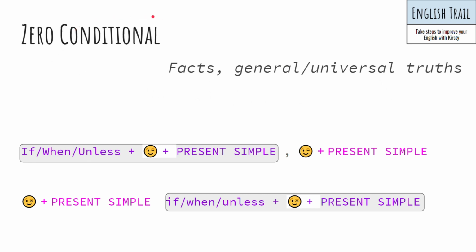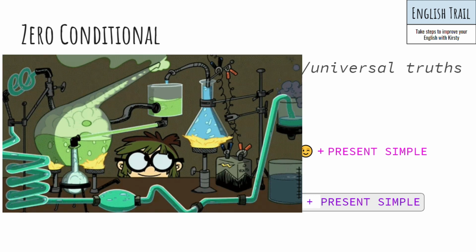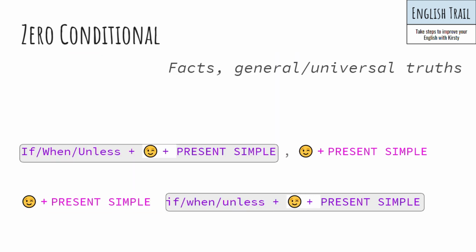So we use the zero conditional to talk about facts, things that are generally true, what we can call universal truths, maybe scientific processes, things that occur when something else occurs in general. Okay? And we use if, when, or unless, which is the same as if not, or in Spanish, si no.